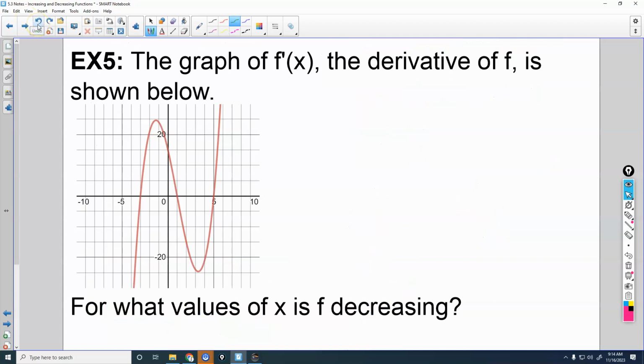All right. Here is the type of problem they love to give. And it always gets somebody. It is a very simple problem, but it always gets somebody. It asks for what values of x is f decreasing. So for this? Anybody know? What values of x would f be decreasing?